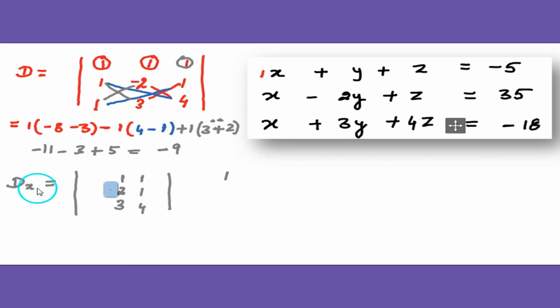Now here, for the dx matrix, the coefficients of x are not written here, and this column will be replaced by this column. Okay, then it will become dx.